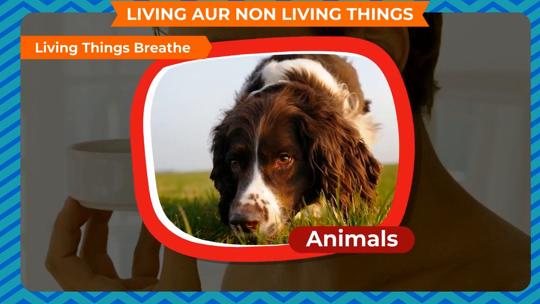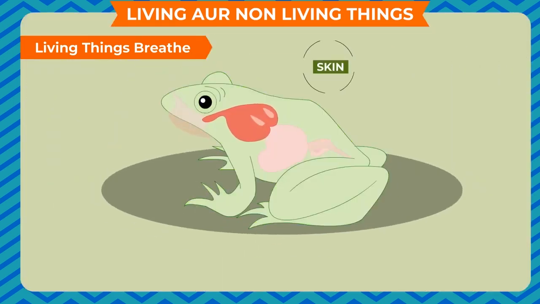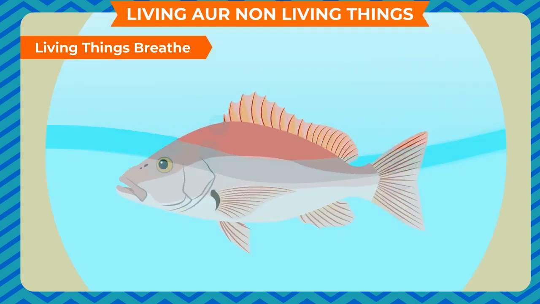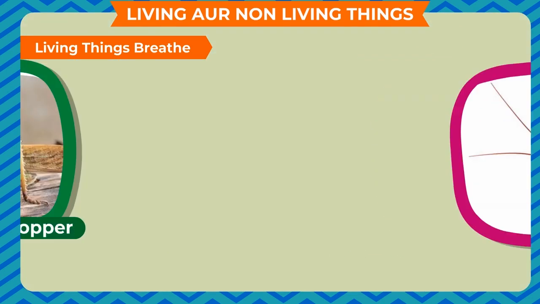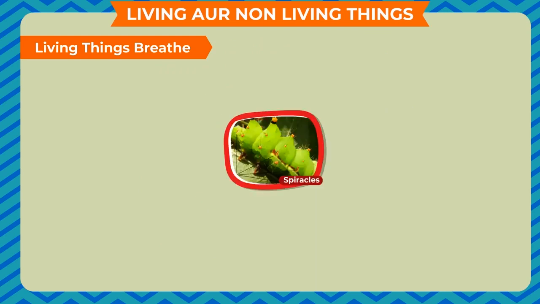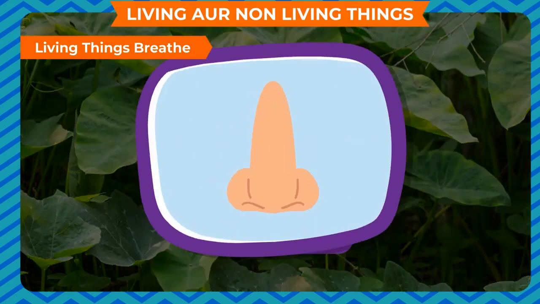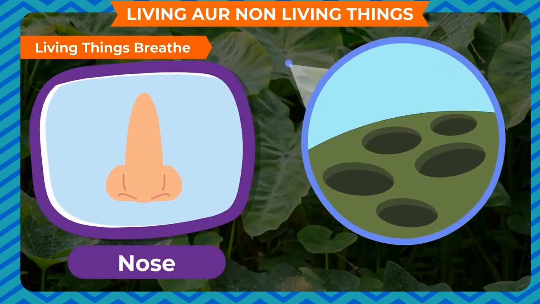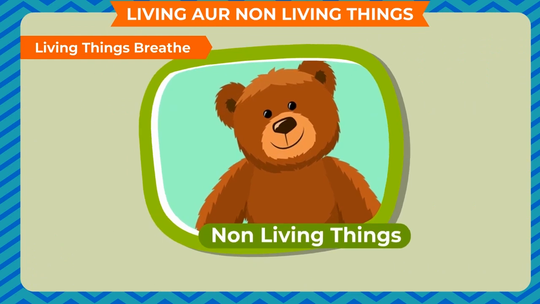Most animals breathe through their nose. Frog breathes in water through its skin and breathes through its lungs when it is out of water. Fishes breathe through their gills. Grasshoppers, cockroaches, ants, etc. breathe through spiracles present in their body. Plants do not have a nose like humans, but they have very small holes on their leaves called stomata. They breathe through stomata. Non-living things do not breathe.